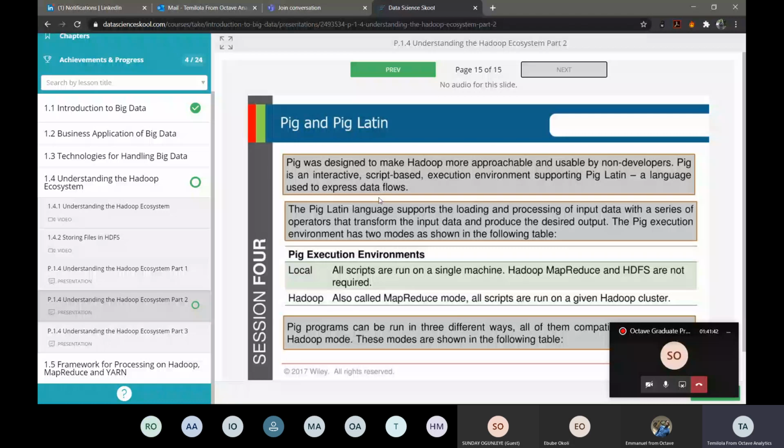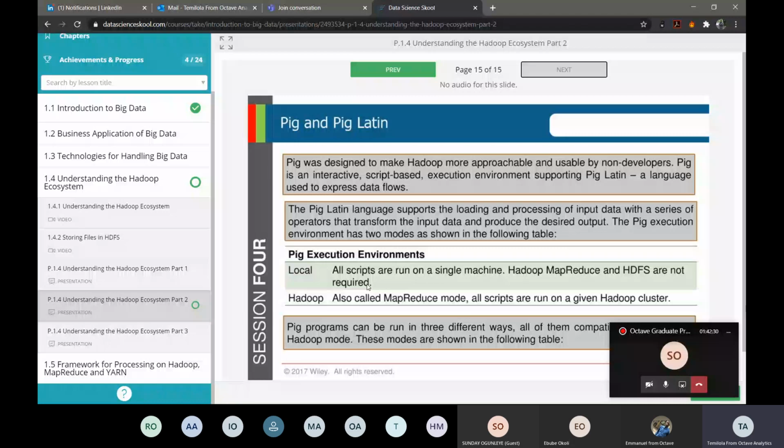So your Pig execution environment, you have the local environment and you have the Hadoop environment. While you are going through all these slides on your own, one way to watch out for things that are very important is those highlighted in, let's say, light green or gray like this. You need to take note of them because they are likely questions to come out in your certification exam.